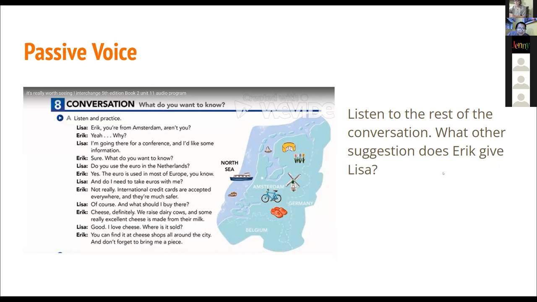Rafael, you are from Amsterdam, aren't you? Yeah, why? I'm going there for a conference and I'd like some information. Sure. What do you want to know? Do you use the euro in the Netherlands? Yes, the euro is used in most of Europe, you know. Do I need to take euros with me? Not really. International credit cards are accepted everywhere, and they are much safer. Of course. What should I buy there? Cheese, definitely. We raise dairy cows, and some really excellent cheese is made from their milk. Good. I love cheese. Where is it sold? You can find it at cheese shops all around the city. And don't forget to bring me a piece.